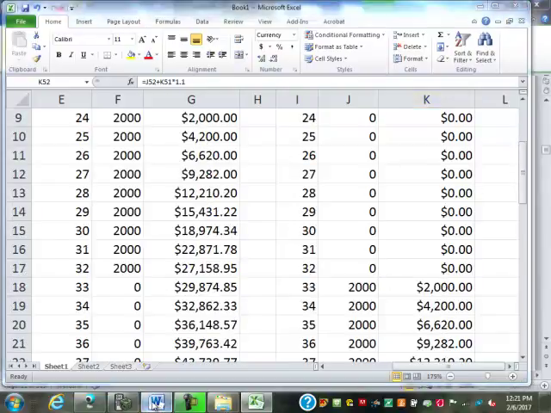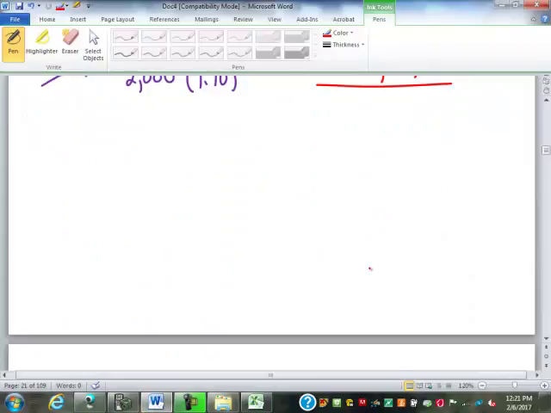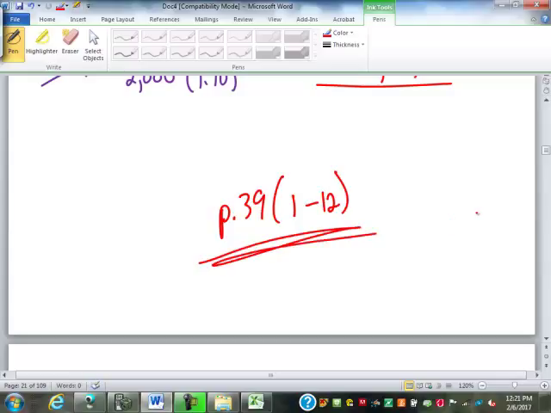Okay, it is that time. So homework is out of the book, page 39. 1 through 12 is dealing with the Roman numerals. And then Wednesday is our test for Unit 1.